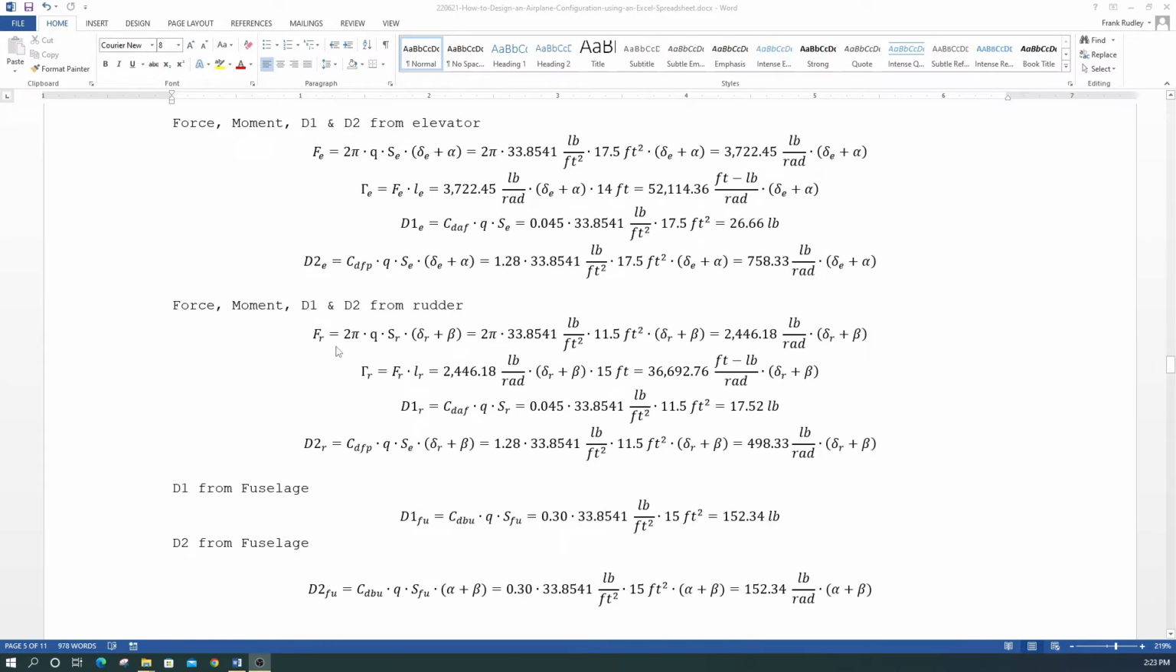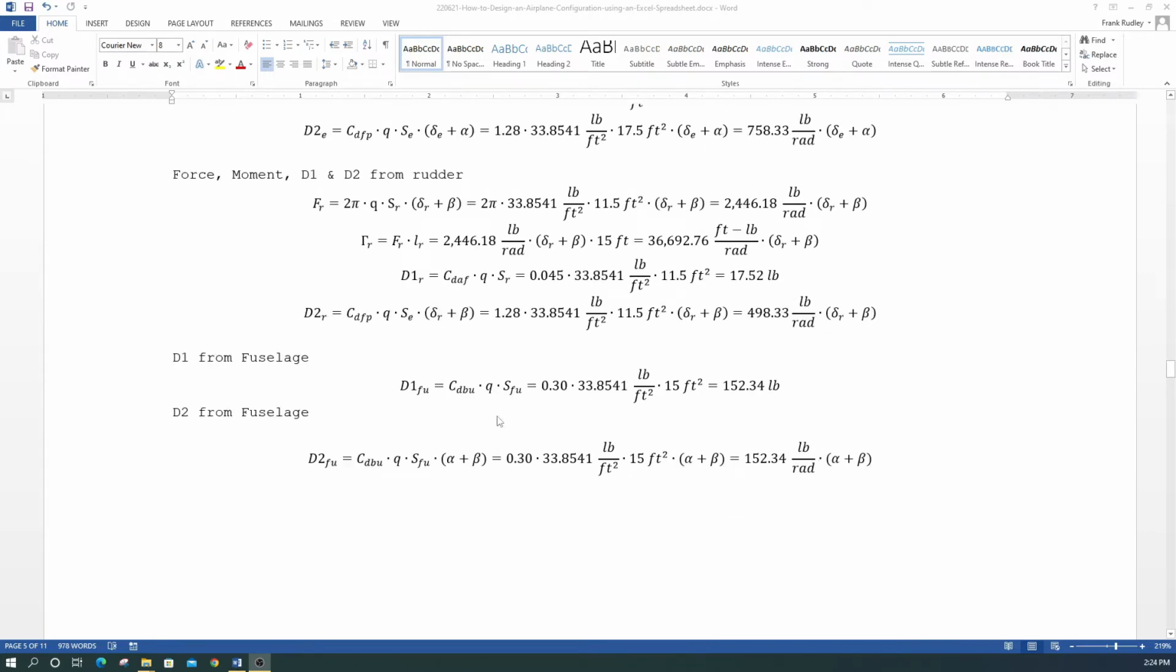Next we have the force from the rudder, and there's only one movable rudder on this configuration, so we figure that out. That's a function of the deflection of the rudder plus the side slip angle. The torque is also a function of the rudder and the side slip angle. We have our D1 part, that's our fixed drag, and then the movable part that is a function of the deflection of the rudder plus side slip. We also have the fuselage. There's a fixed drag, assuming it's a bullet shape, that winds up being 152 pounds. Then we have our D2 drag, which we're assuming is a function of the angle of attack and side slip, which also cause a drag force on the fuselage.